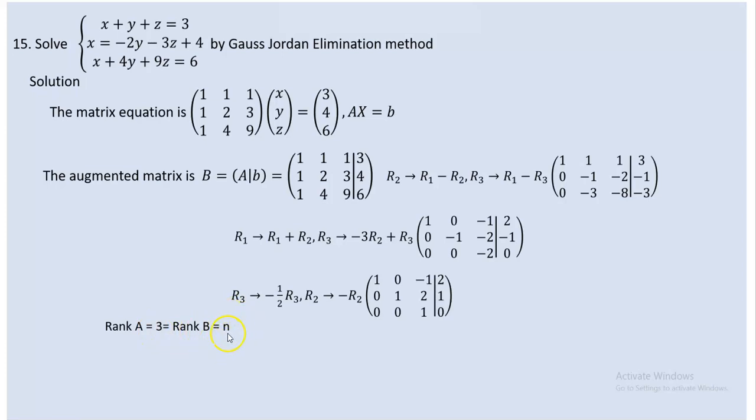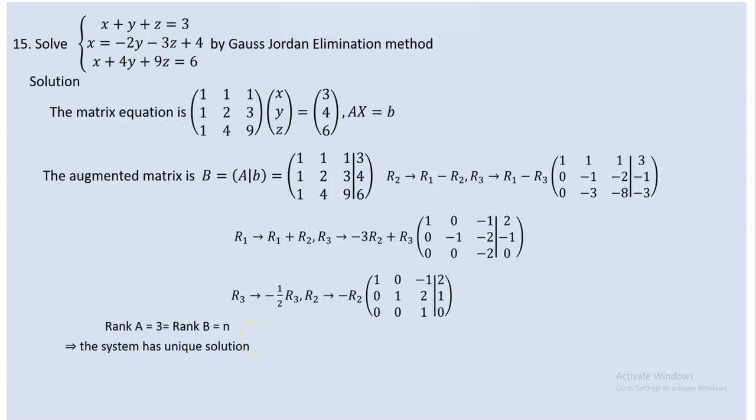And how many unknowns do we have? n represents the number of unknowns here. So X, Y, Z. We do have 3 unknowns. So if the rank of A is the same as the rank of B, and that is the same as the number of unknowns, then according to the Gauss Jordan elimination method, we have, students, a unique solution. That is to say, we have unique values for X, Y, and Z, so that this system of linear equations can be satisfied. So the system has a unique solution.